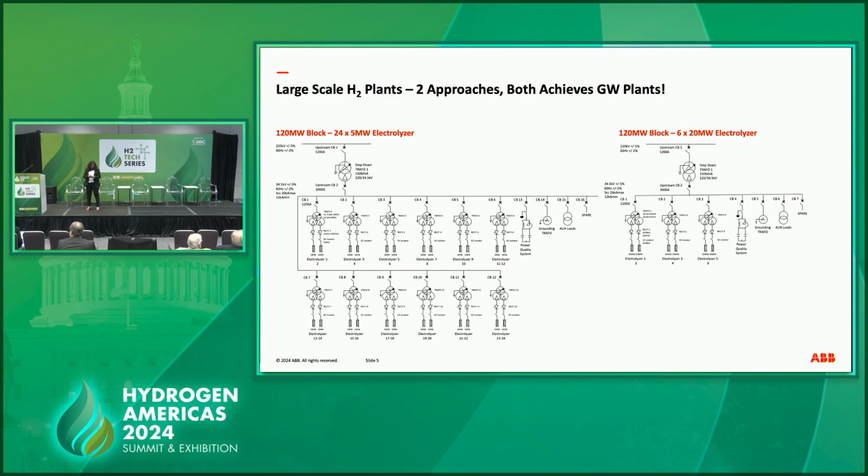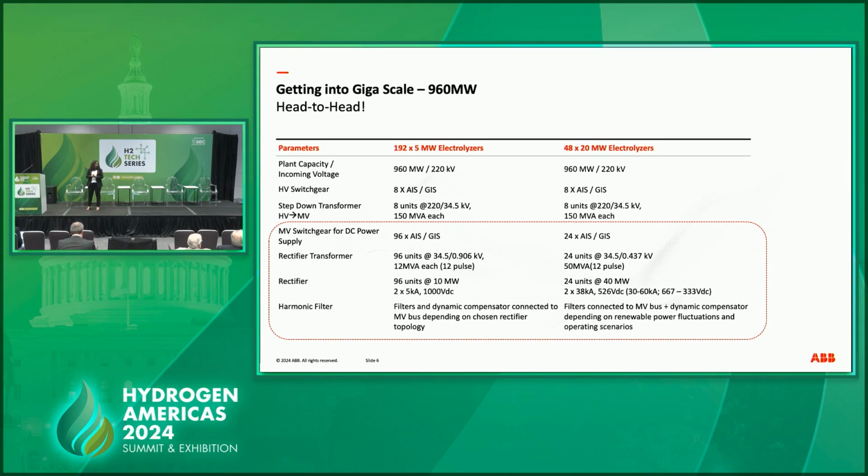Going into this head-to-head comparison, we take the 120 megawatt block, and 8 such blocks form 960 megawatts, which is just shy of 1 gigawatt. On the HV side, we have the plant capacity of 960 megawatts, so we have the 8 bus bars. There are going to be 8 HV switchgears, which are common on both sides.